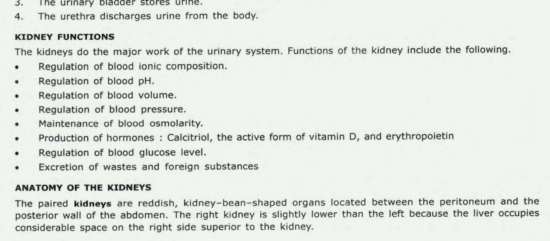Functions of the kidneys include the following: regulation of blood ionic composition, regulation of blood pH, regulation of blood volume, regulation of blood pressure, maintenance of blood osmolarity, along with production of some hormones like calcitriol, the active form of vitamin D, and erythropoietin. Then regulation of blood glucose level along with excretion of wastes and foreign substances.